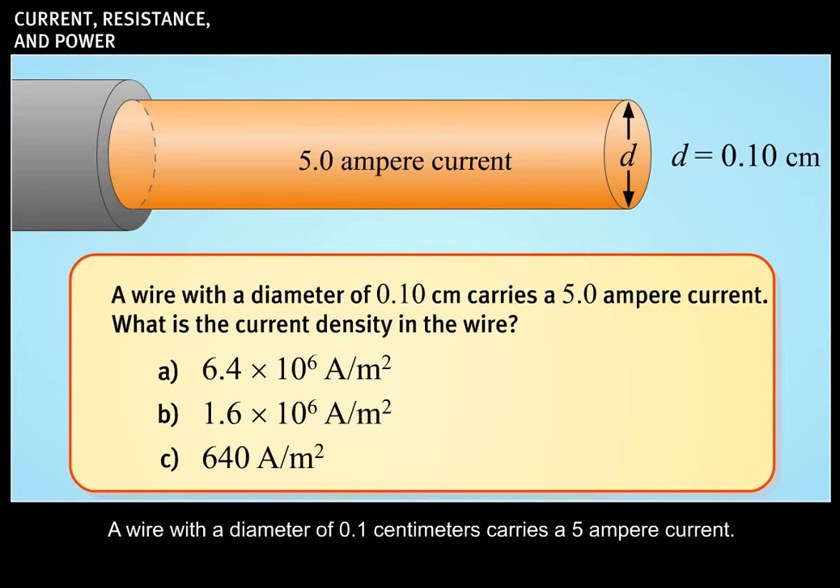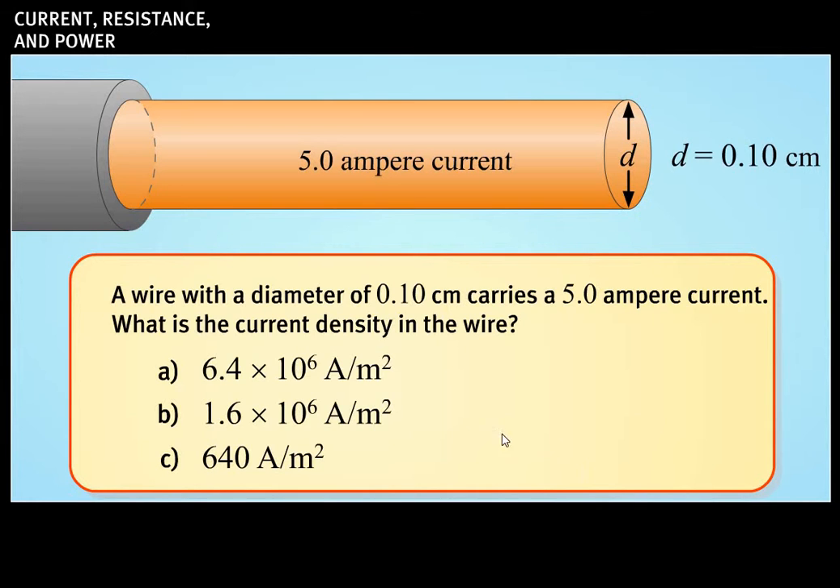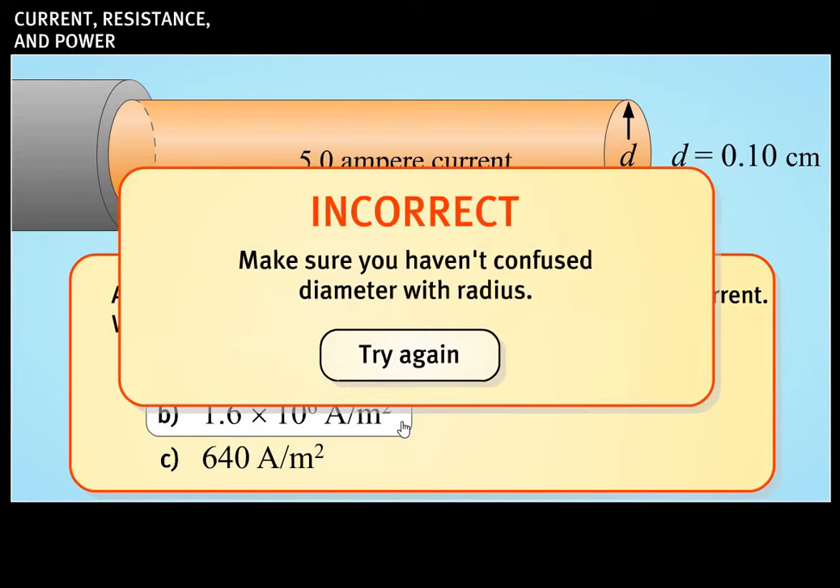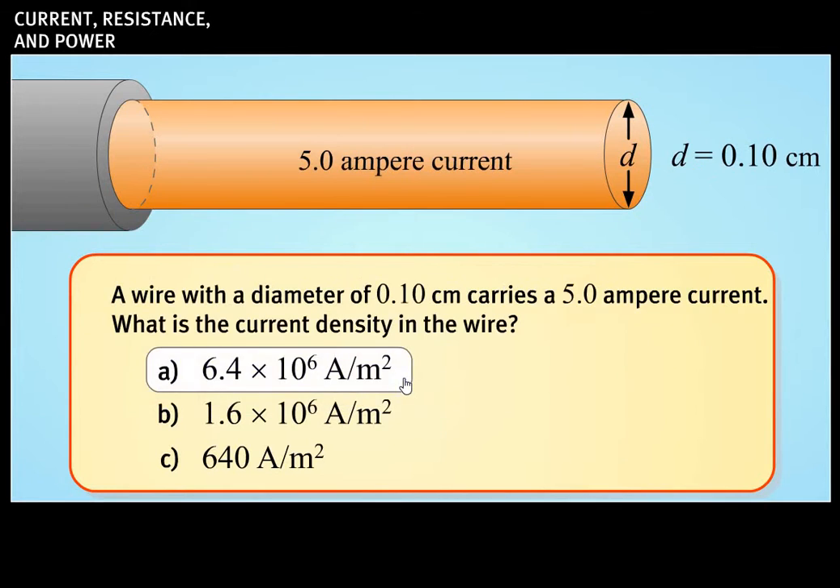A wire with a diameter of 0.1 centimeters carries a 5 ampere current. What is the current density in the wire? Try again. Correct.